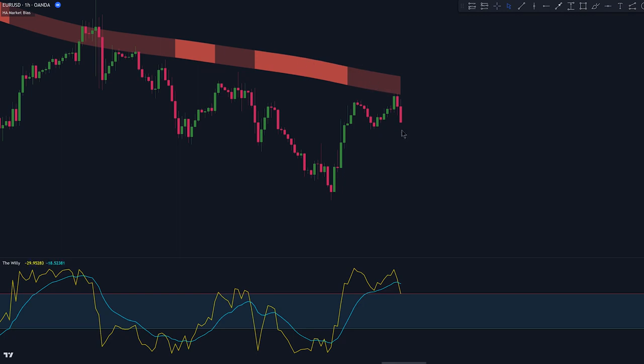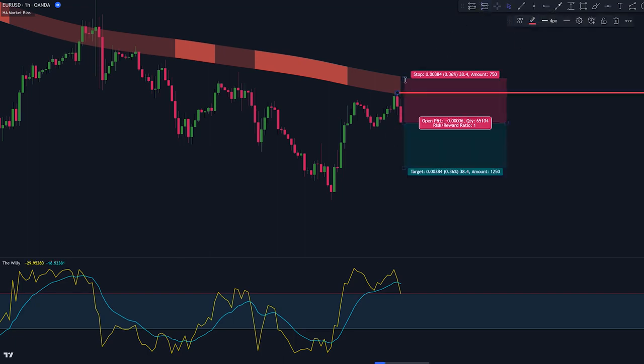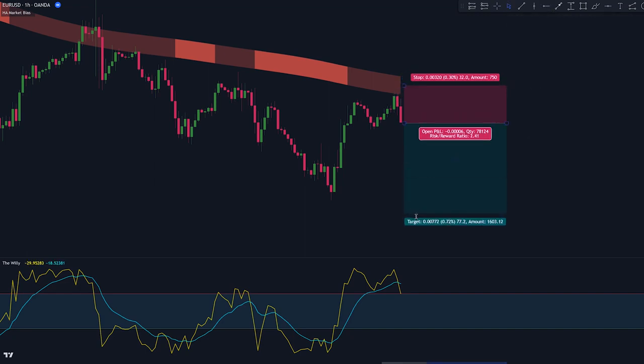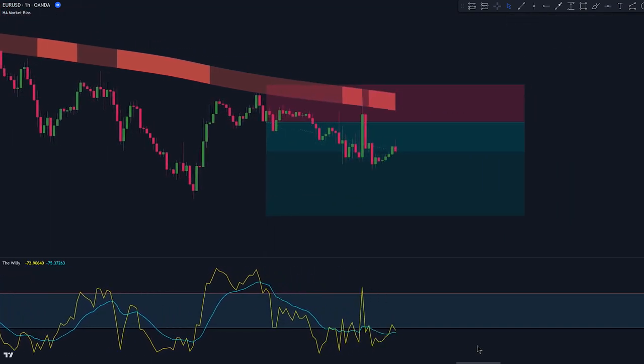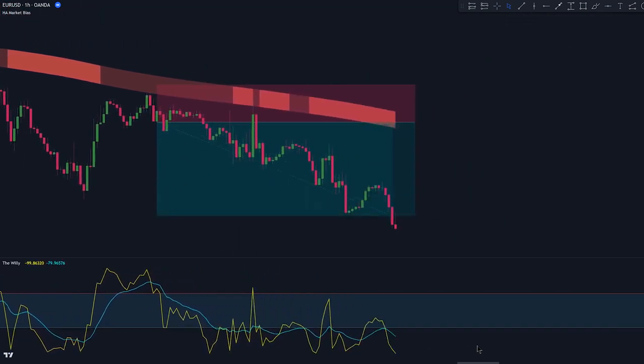All our entry conditions are met on this candle, so we're going to enter a short trade. The stop loss is going to go above the most recent swing high, and the take profit is going to be set at 2.5 times the risk. We let the trade run, and it hits take profit.